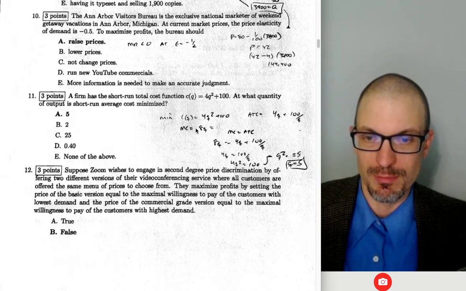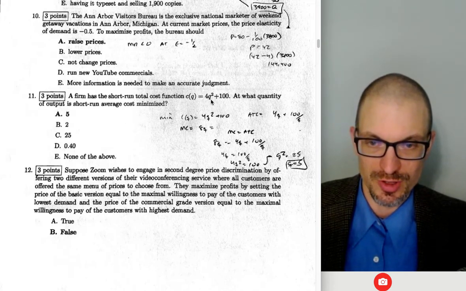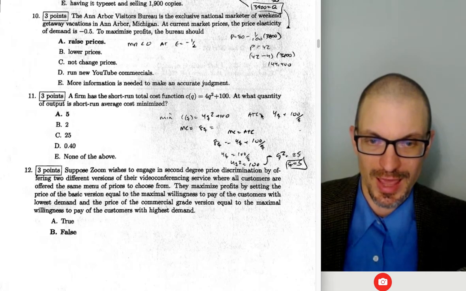All right, so let me get marginal cost. I'll just take the derivative here. It's going to be 8Q. And then I'm going to get average total cost.